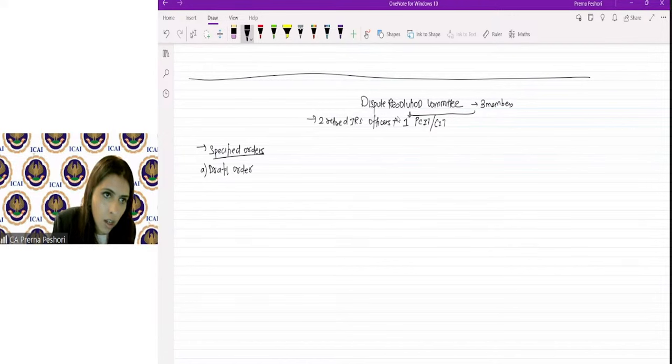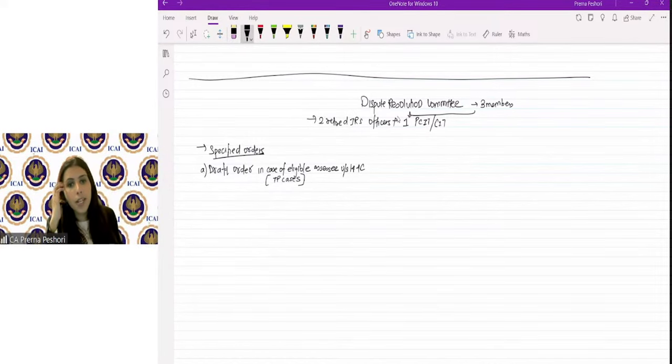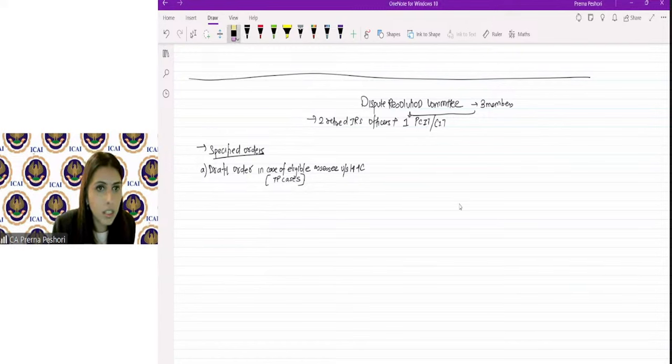draft order under section 144C in the case of an eligible assessee, which is in the case of transfer pricing cases. Right? In the case of transfer pricing cases, the draft order which is there. Secondly, transfer pricing cases or in the case of a non-resident, which is there. You can write non-corporate non-resident.